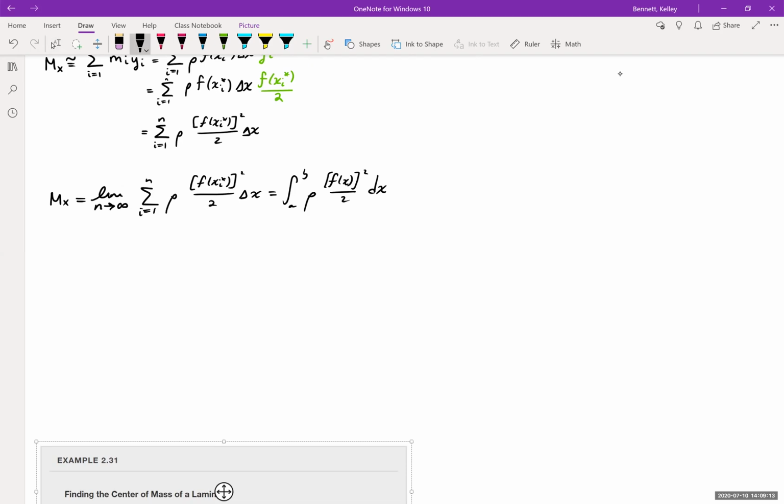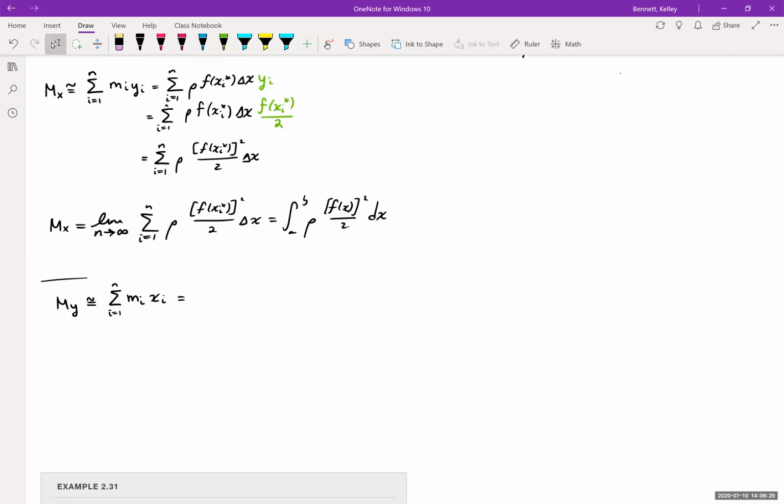So we know that m sub y should be approximately equal to the sum of the masses times the x coordinate from i equals 1 to n. And we know that each m sub i is given by the area times the density. So height, width times density. Our density is rho. Our height is f of xi star for any partition. And our width is delta x.